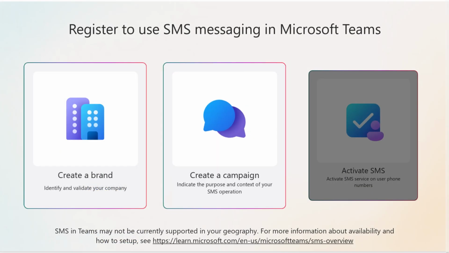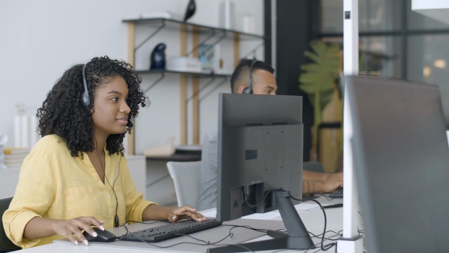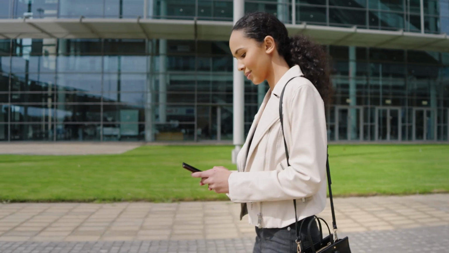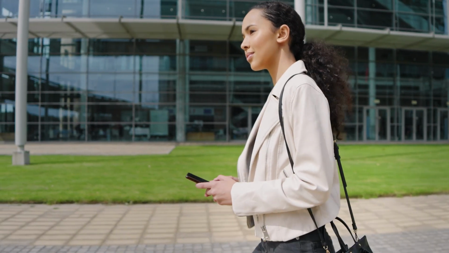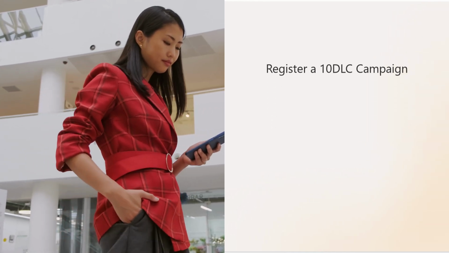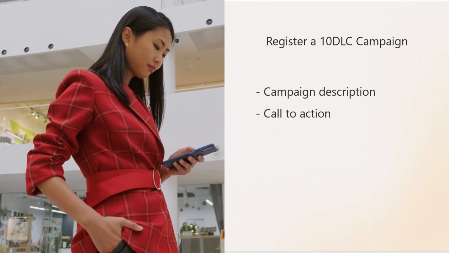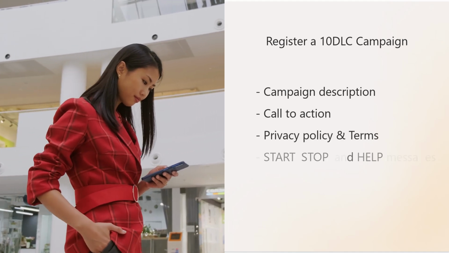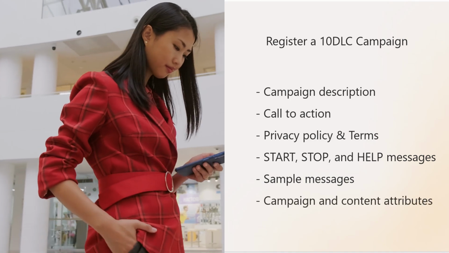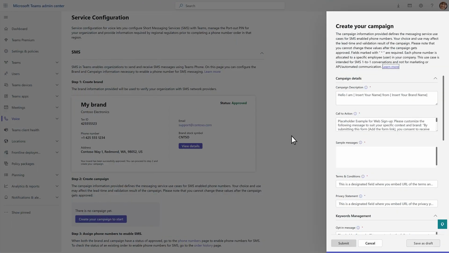creating a campaign. A 10DLC, or 10-digit long code campaign, is required to send SMS messages to U.S. recipients. It ensures messages are verified, secure, and aligned with carrier regulations. When registering your campaign, you'll need to provide the following: a campaign description, a clear call to action, links to your privacy policy and terms, message content for keywords like start, stop, and help, sample messages, and campaign and content attributes. Start with a clear campaign description.